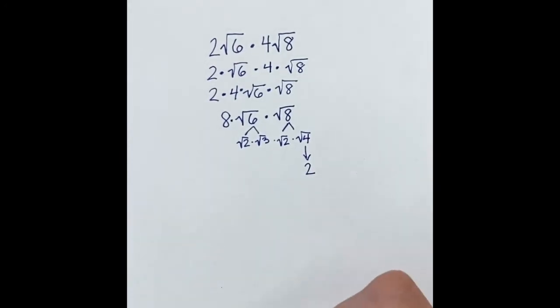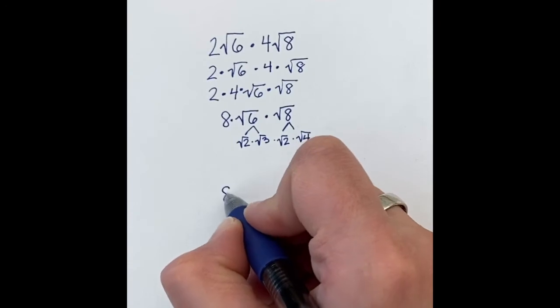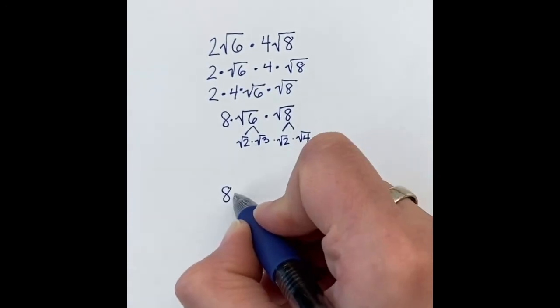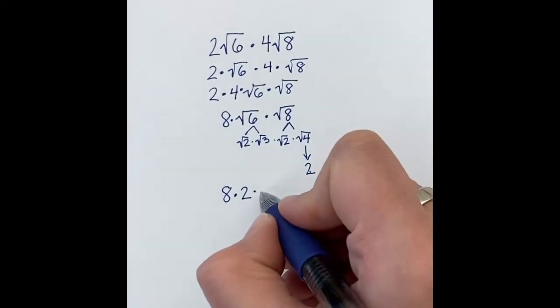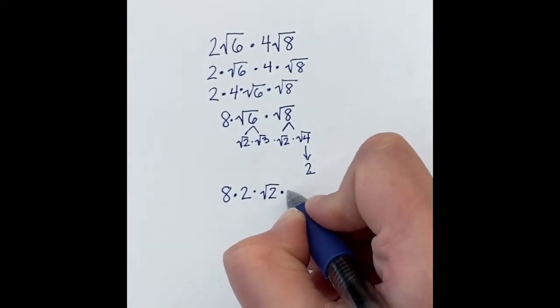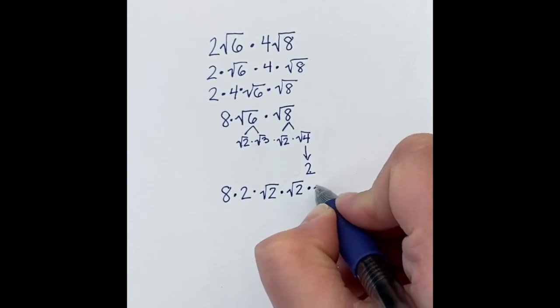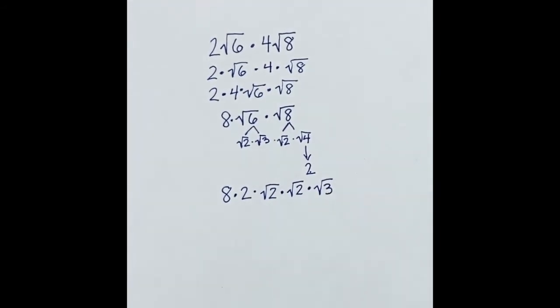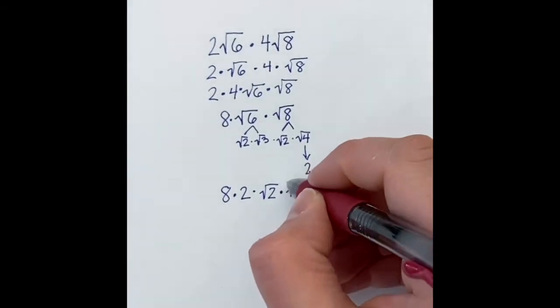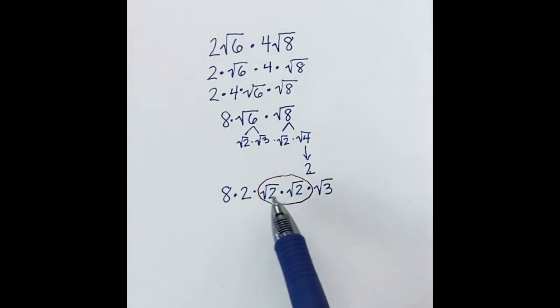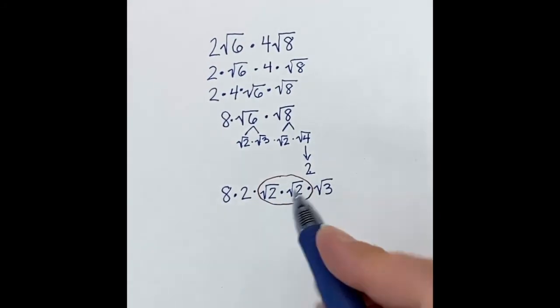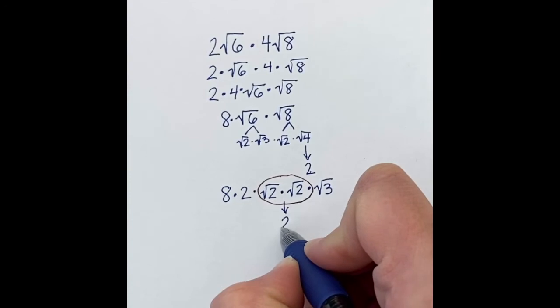So, okay, I'm going to rewrite the problem now because it's looking a little confusing. I've got the 8 out front, now I have this 2 out front, and then I have all of these radicals. I've got the square root of 2, another one, and then a radical 3. Okay, I'm looking for any pairs that I can change to squares. Got a pair to square right here. And remember, the square root of 2 times the square root of 2 is just a plain old 2.